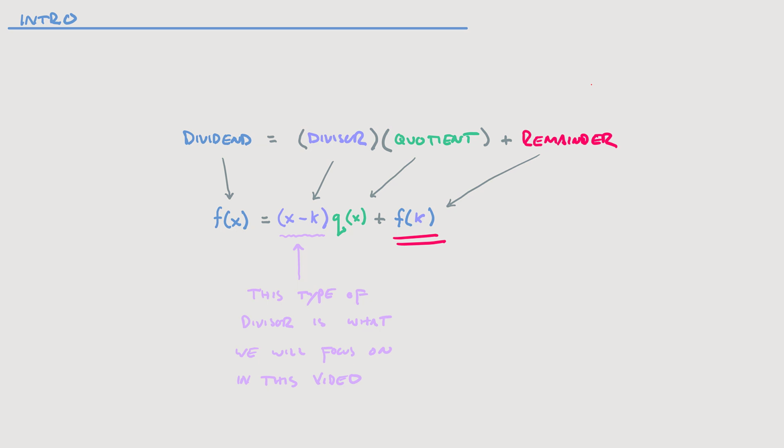Anyway, I replaced r with f of k. Notice that this was an r before, so now our division algorithm looks like this. This is the type of thing that we're going to be focusing on for today, specifically when f of k is equal to 0, when the remainder is equal to 0 after you've synthetically divided x minus k through the function itself. Which means that term is just gone. What that means is that this linear divisor has to be a factor of f of x.